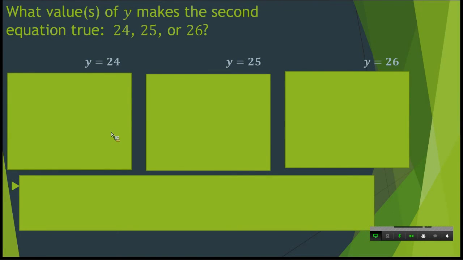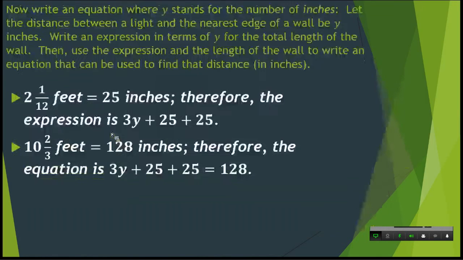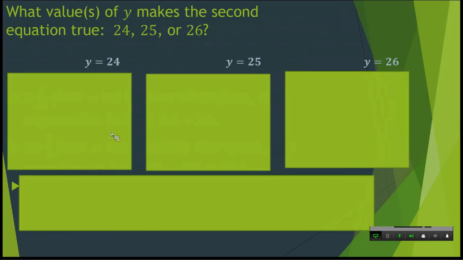Next, what values of y make the second equation true? Our second equation was on the previous slide, 3y plus 25 plus 25 equals 128. So we're wanting to see, does y equal 24? Does that make it true? Y equals 25 or y equals 26? Only one of these will make it true. Let's see which one will make it true.